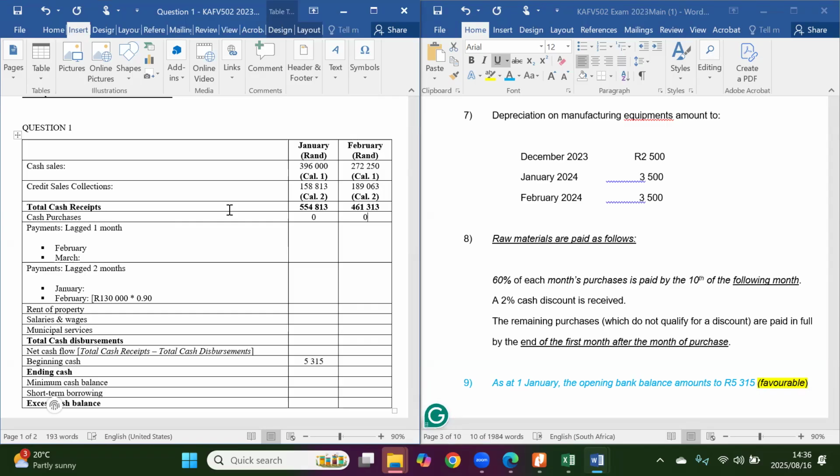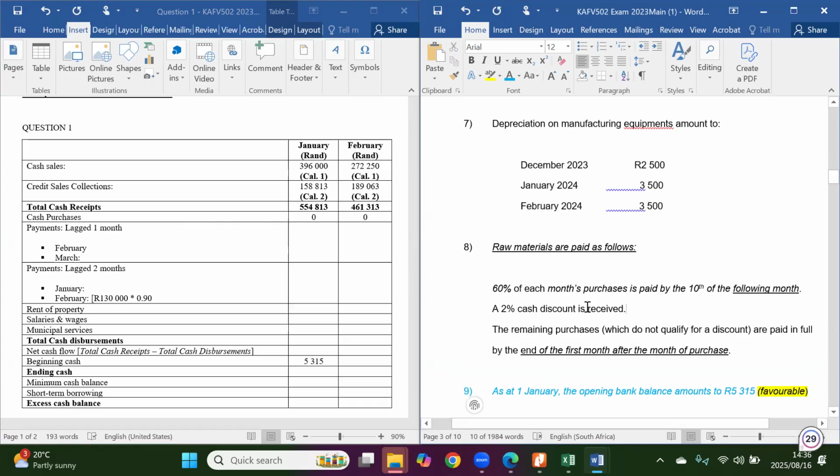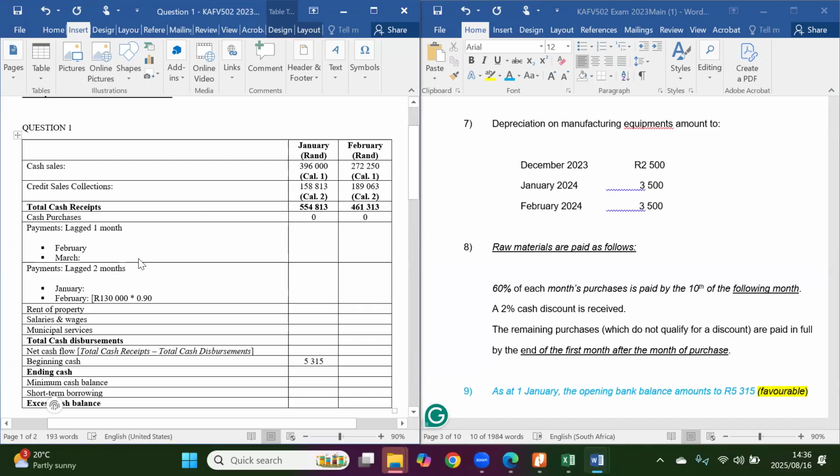Are we together? Yes, because all of it is done on credit with a discount. Otherwise, if they were doing it in cash, they would have said 60% of each month's purchases is paid, like in this case, on the 10th of the following month, and then they would say 40% was paid for in cash. But I don't think that's the case we are having here. They're buying all of these things on credit. So hence I'm saying cash purchases is 0. All right. So now we want to deal with the payments part.